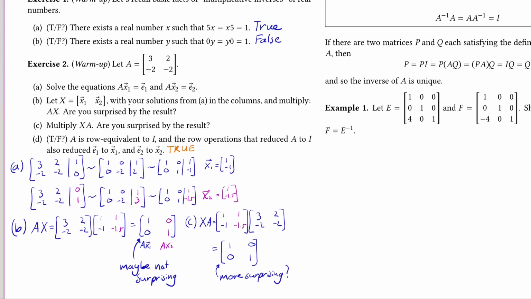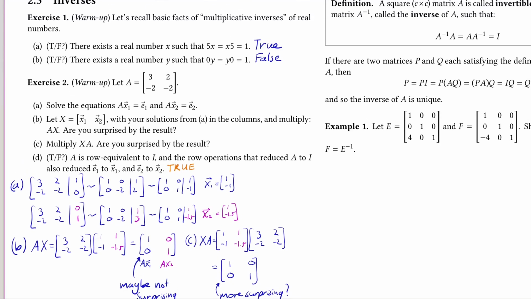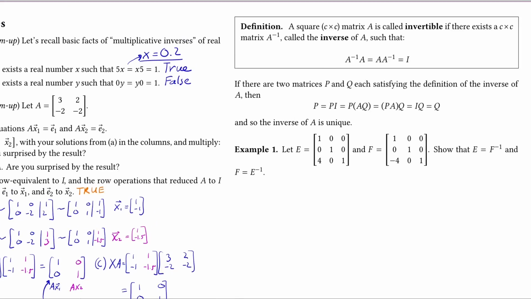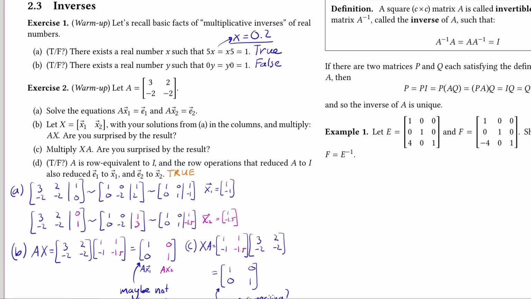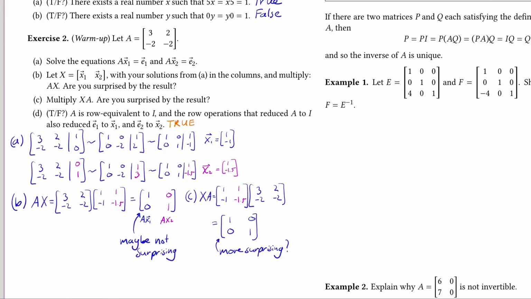And here they are. Exercise 1 should have been pretty easy, hopefully, right? The number x is 1/5 or 0.2. So we're going to see that the number 5 is essentially an invertible real number, but the number 0, which cannot be multiplied by any other number to get 1, is not invertible, according to this definition we'll look at in a little bit. This was just a little preview of that.